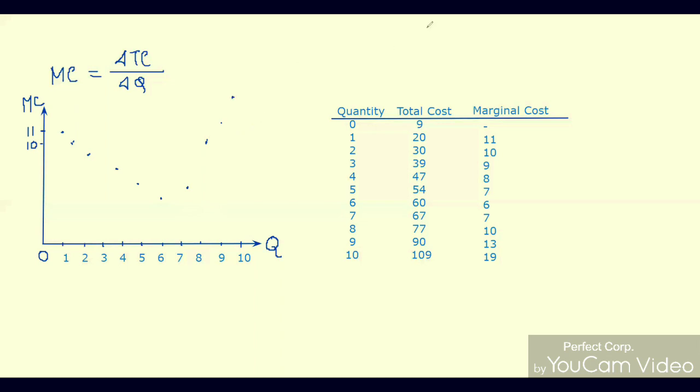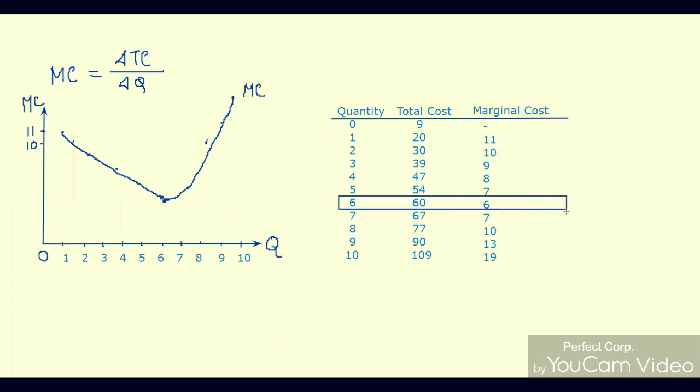So if I just join all these points together, the minimum value of the marginal cost, and then we will just join all the points together, this marginal cost curve we can get. So this is the marginal cost curve where it is minimum at the level of 6. And we can also see this thing over here in the table, that for the sixth unit, the value of the marginal cost is the lowest one. So in the graph also, it is getting reflected.